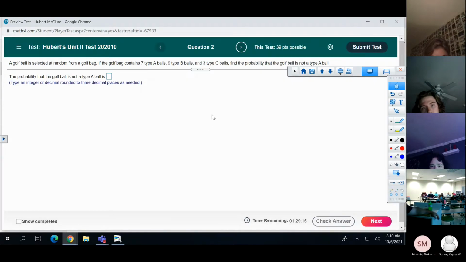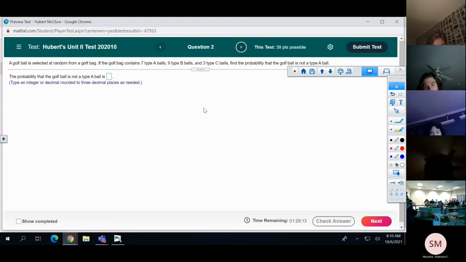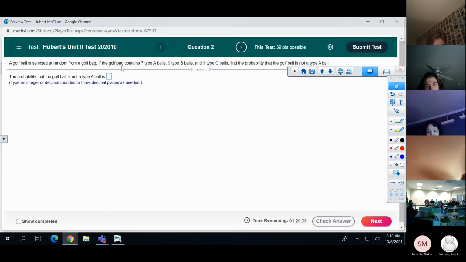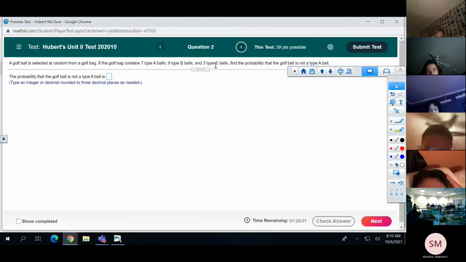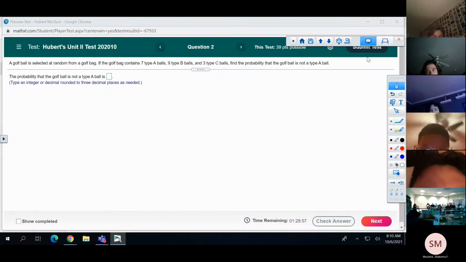Okay. A golf ball is selected at random from a golf bag. Golly, did I tell y'all golf bag? If the golf bag contains 7 type A, 9 type B, and 3 type C, find the probability that the golf ball is not type A.